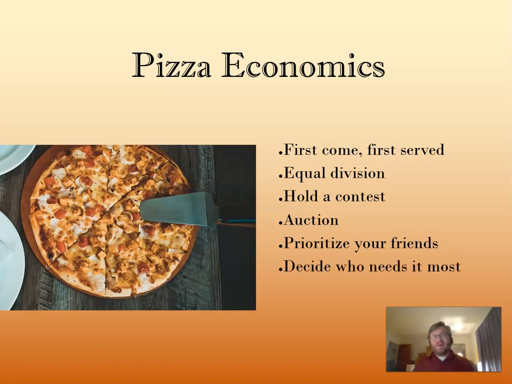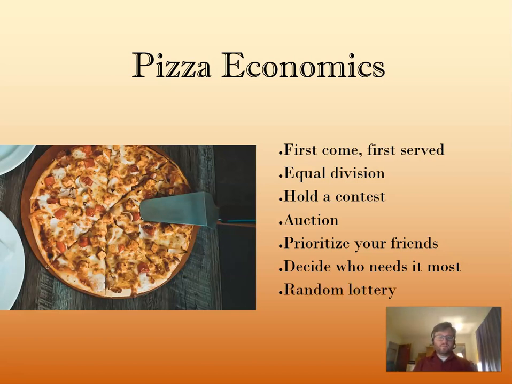You could decide who needs it most. You could say, oh, well, I know that so and so lost their job recently and doesn't have a lot of money, so I want to make sure that they get some pizza to help them out because they're probably hungrier than the other people that are here. And then this other person I know is doing well for themselves. They could buy all the pizza they wanted some other time, and so I'm going to prioritize the neediest person here.